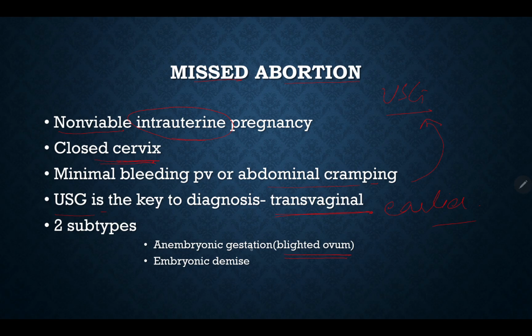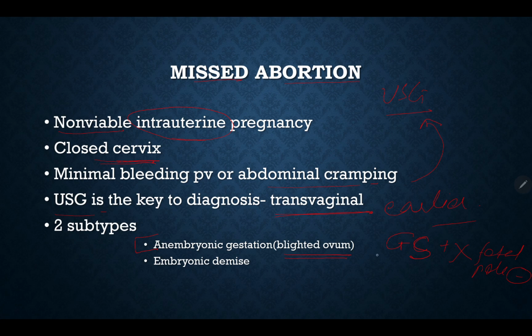Now, what is anembryonic gestation? Where the gestational sac is present. In anembryonic gestation, the gestational sac is present, but the fetal pole is absent.